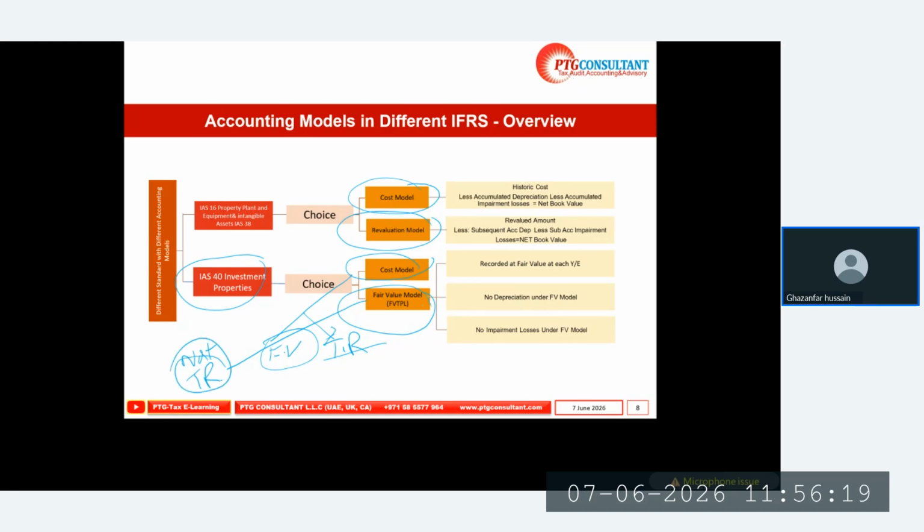So this is the leg we are focusing on now. On the fair value model, there is no depreciation charge and no impairment losses under the fair value model, right? So now tax is saying, okay, as per the accounting you are not charging depreciation, but because the accounting standard doesn't allow it, as per tax we allow you to charge depreciation. Means you can add another expense.